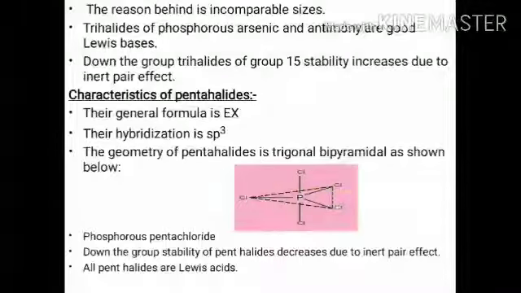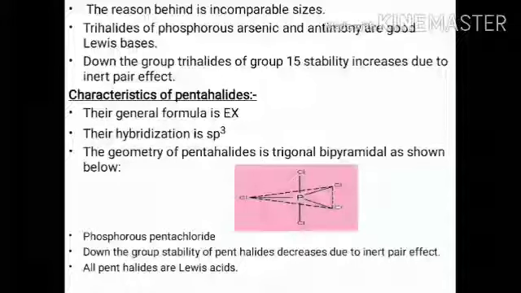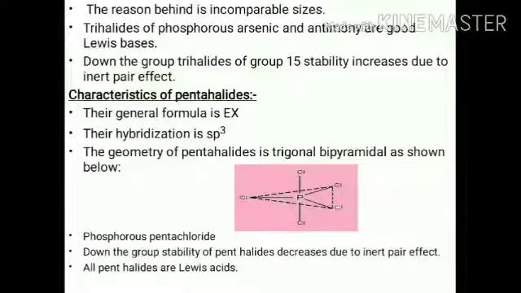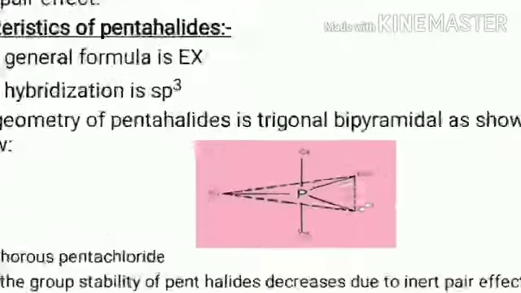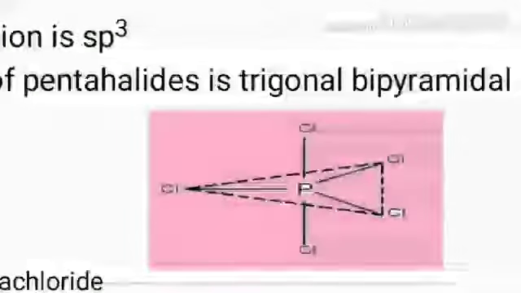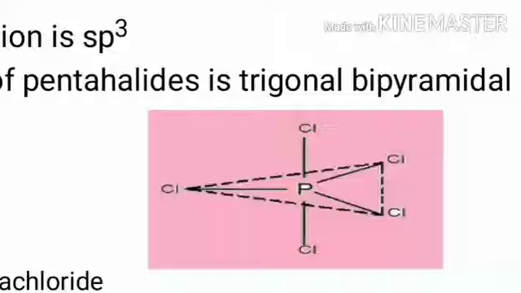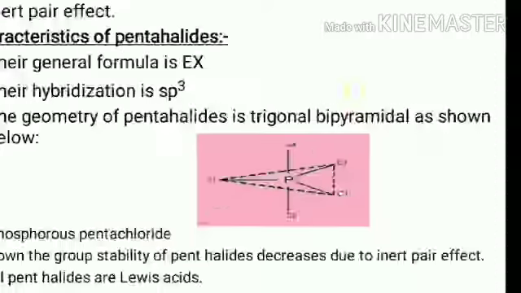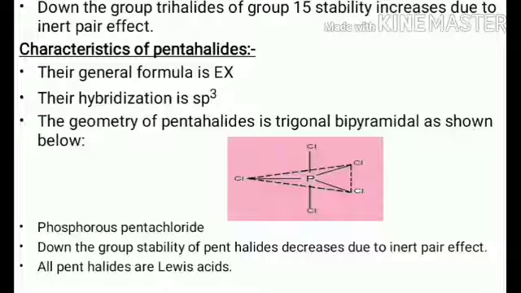Now characteristics of the pentahalides. The general formula is EX5. The hybridization is sp3. The geometry is trigonal bipyramidal as shown in the figure below. Just look at that. This is the axial bond and that is the axial bond. The upper and lower bonds are the axial bonds, and the other three Cl bonds are the equatorial bonds. Down the group, the stability of the pentahalides decreases due to the inert pair effect.